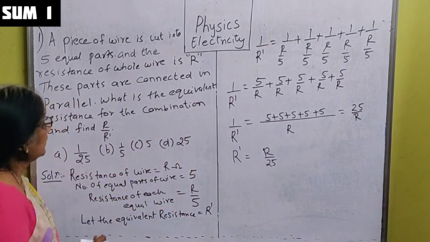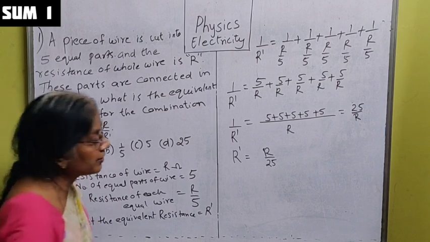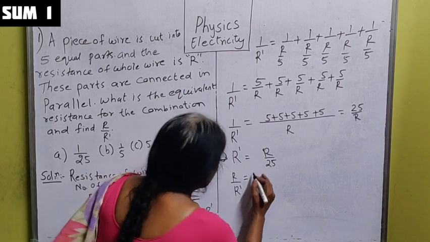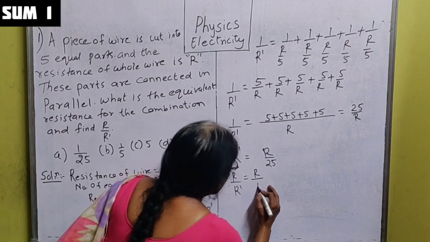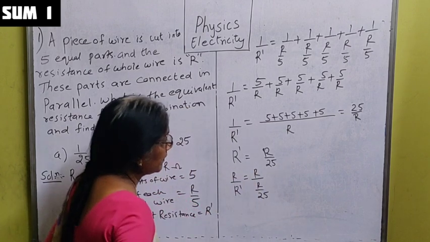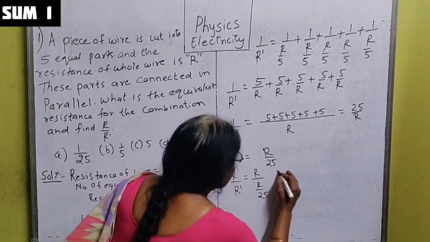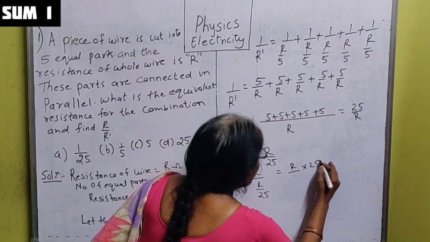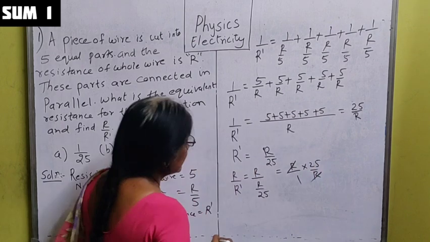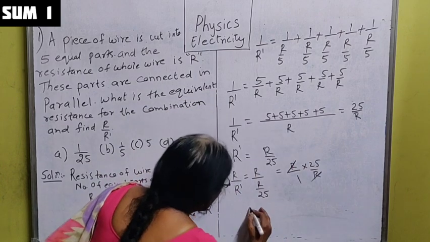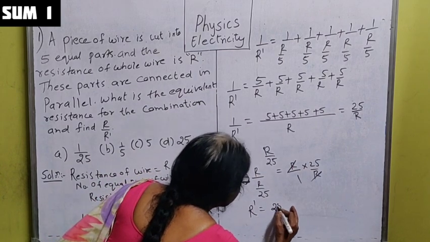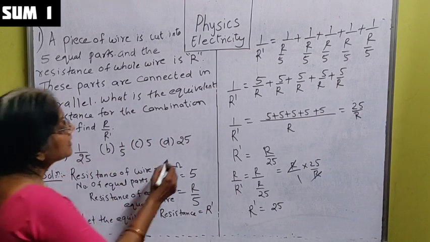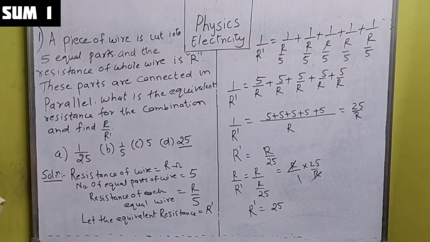So now we want the ratio of R by R dash. R by R dash is equal to R divided by R by 25. So this will become the reciprocal: R into 25 by R. R and R cancel. So how much will we get? 25. So you got the answer. 25 is the answer.